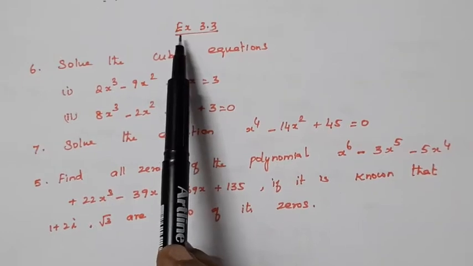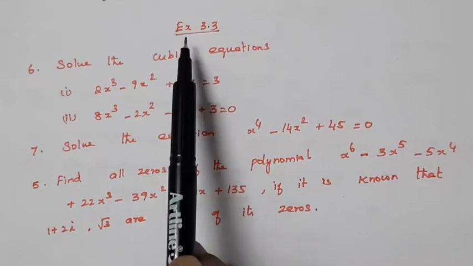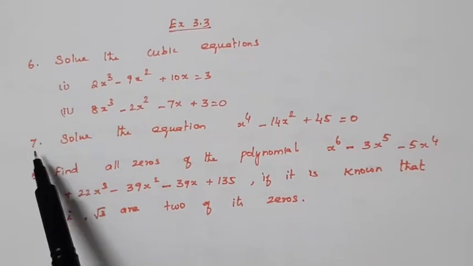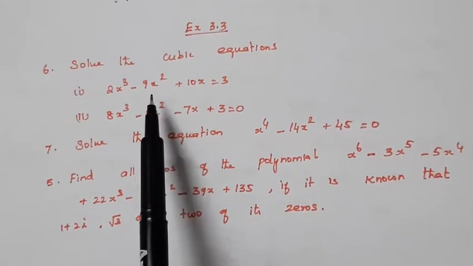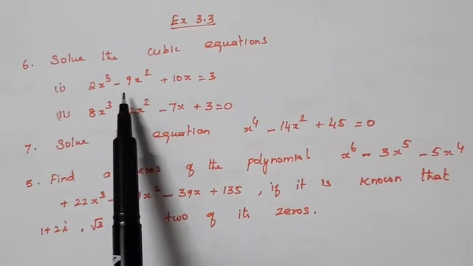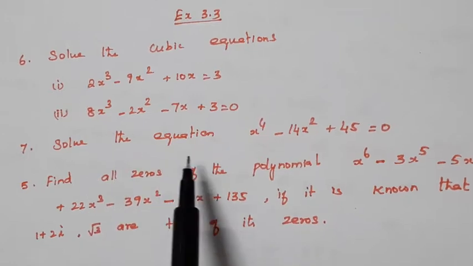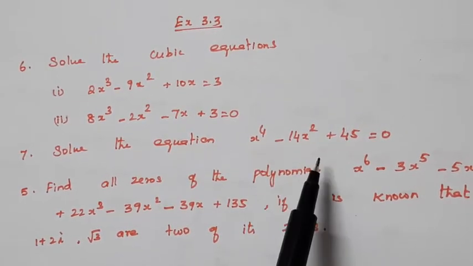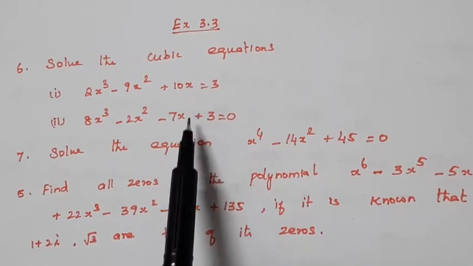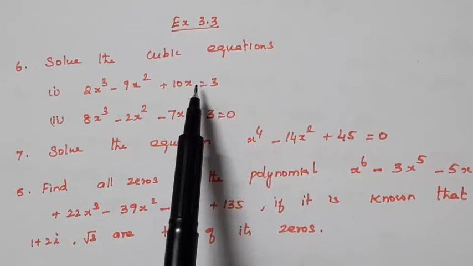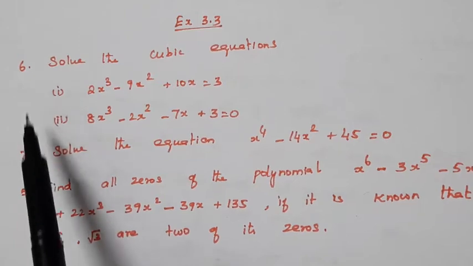Next, let us see some exercise problems similar to the above examples. Okay. So, in exercise 3.3, look at the 6th and 7th. The 6th one is to solve the cubic equations. Two subdivisions have been given, and both are similar to the above examples. And the 7th one is to solve the equation x power 4 minus 14x squared plus 45 equal to 0. This is similar to example 3.16, and these two are just like examples 3.17 and 3.18. So, you can try these two problems. These are very simple to do.